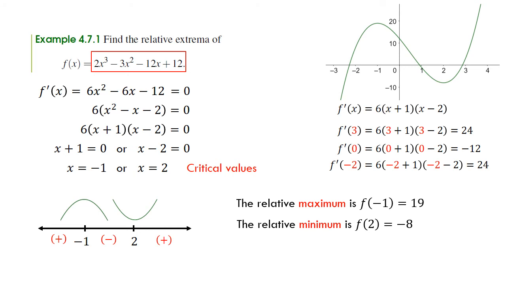If we look at the graph, the function is increasing on the left of negative 1, and decreasing on the right.